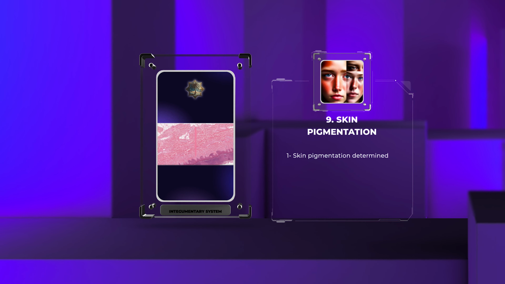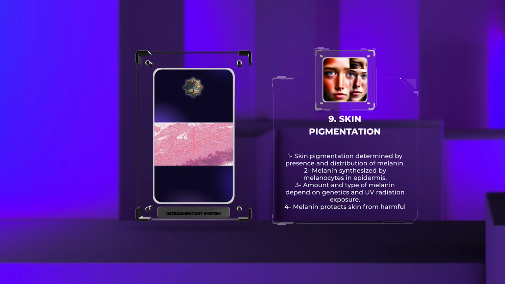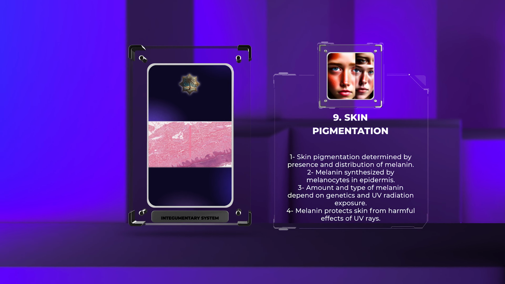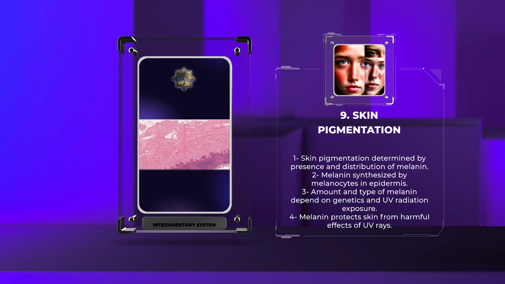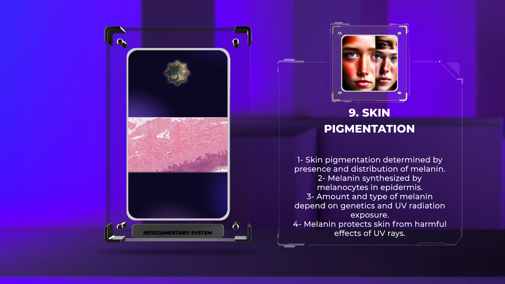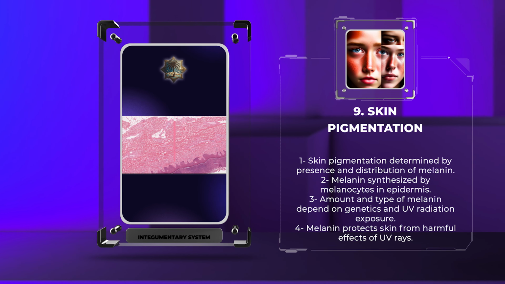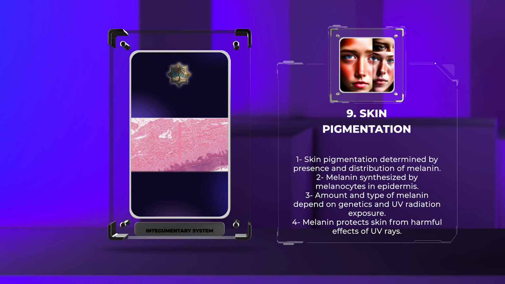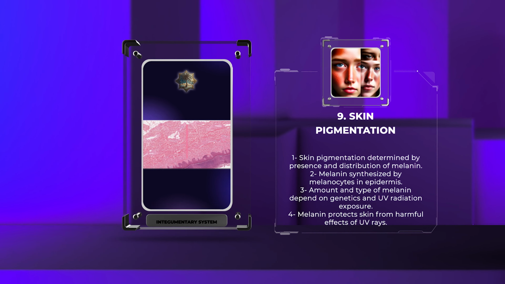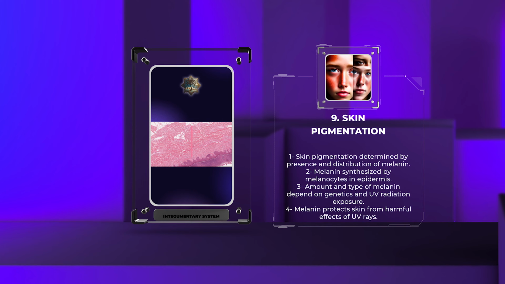Skin pigmentation is determined by the presence and distribution of melanin, a pigment synthesized by melanocytes within the epidermis. The amount and type of melanin produced depend on genetic factors and exposure to UV radiation. Melanin plays a crucial role in protecting the skin from the harmful effects of UV rays, as it absorbs and scatters the radiation, preventing potential DNA damage.